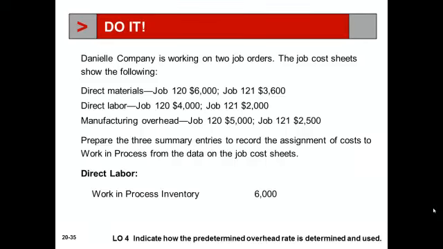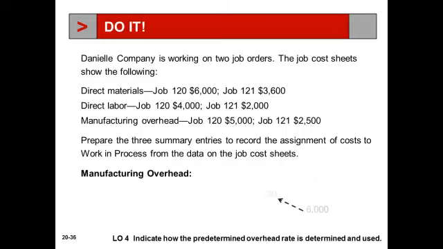Direct labor entry. Debit work in process inventory, $6,000. Again, a composite entry for direct labor on both jobs. Credit factory labor, $6,000, reducing the factory labor account. That's an accumulation account. Costs have now been transferred into the work in process for direct labor.